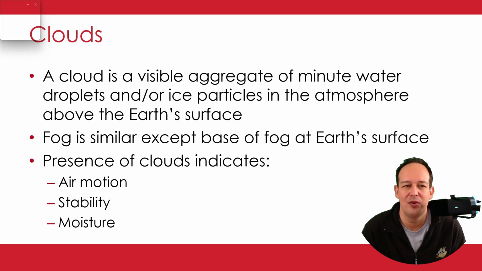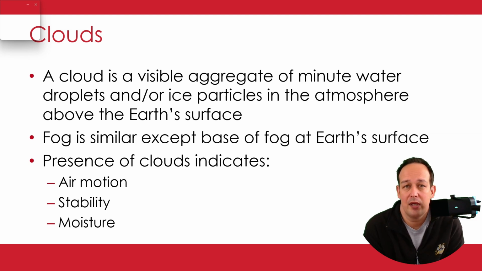And so anytime you see a cloud, it indicates air motion. It will describe the type of stability. So we'll learn later that stratus clouds indicate stable air. Cumulus type clouds indicate unstable air. And then clouds are proof that there's moisture.